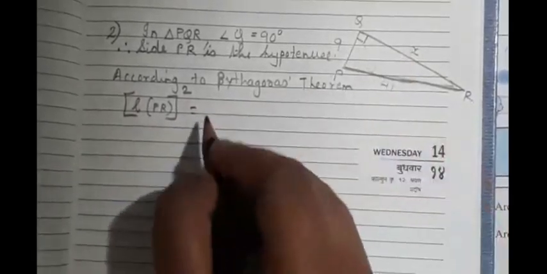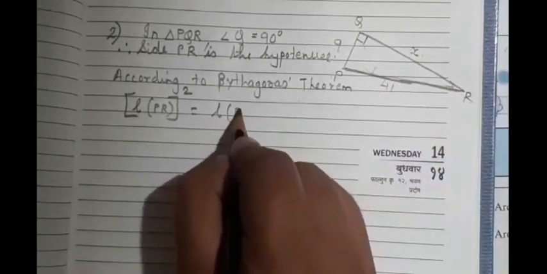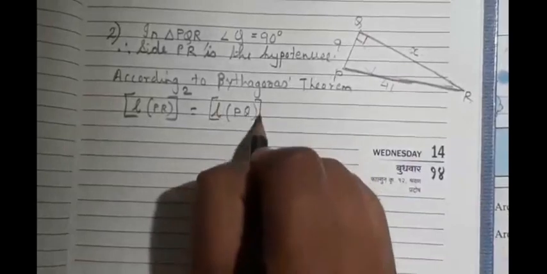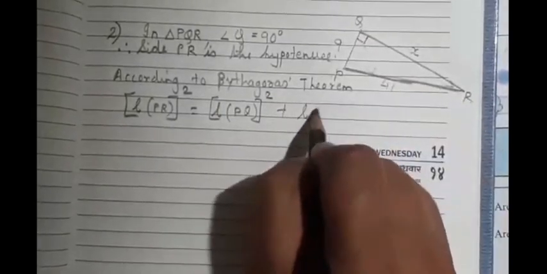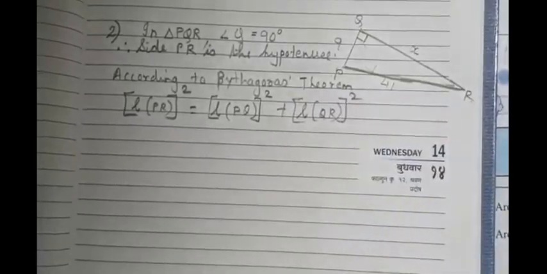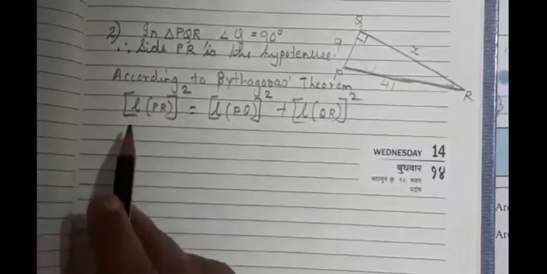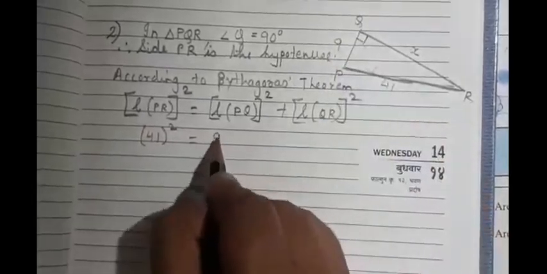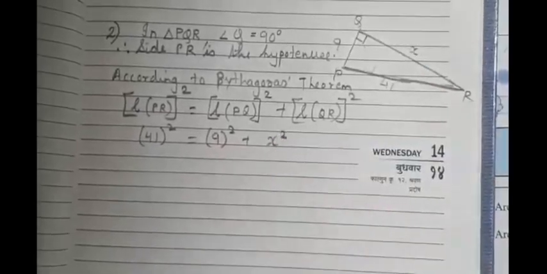So we will take length PQ. This is the other side, no? Length PQ square plus length QR square. Okay, now we'll substitute the value. What is PR's value? 41. So we'll write 41 square is equal to, what is PQ? 9. So 9 square plus QR is x, so x square.